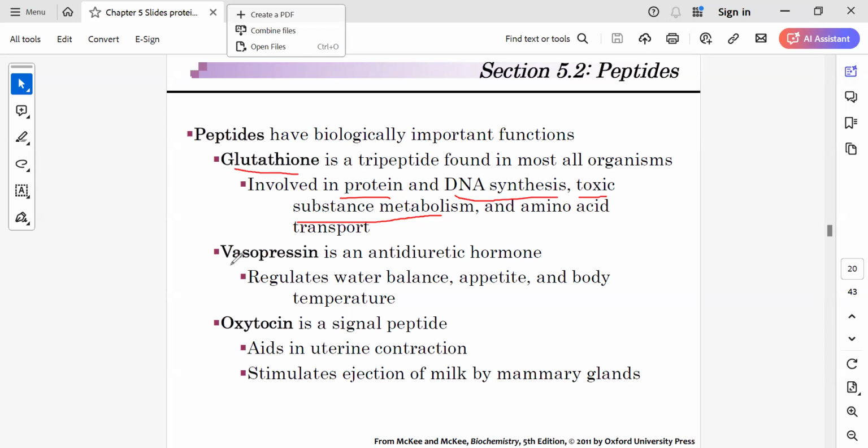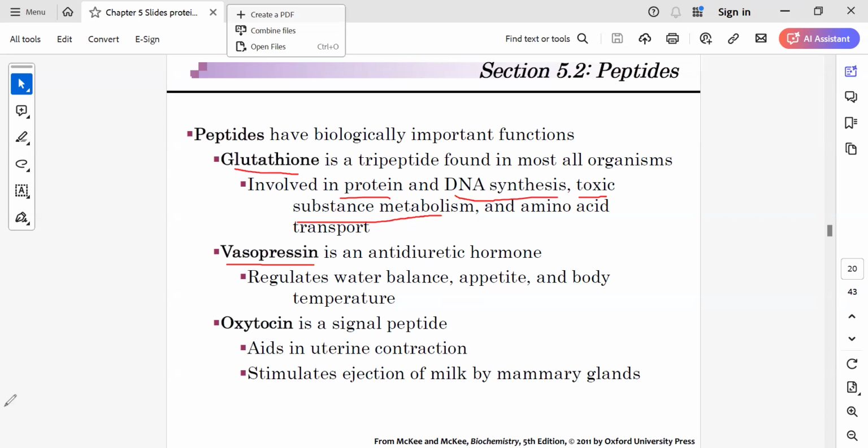Apart from glutathione, we also have vasopressin. Vasopressin is an antidiuretic hormone, and it regulates water balance, appetite, and body temperature. We also have oxytocin, which is a signal peptide. It aids in uterine contraction during labor, and it also stimulates ejection of milk by the mammary glands during breastfeeding.